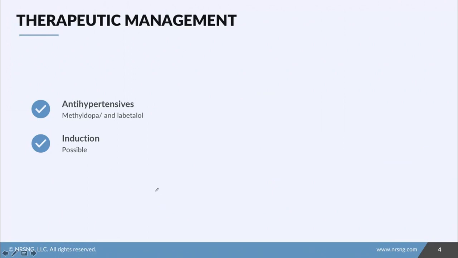For our therapeutic management, these are the things we need to do to manage the blood pressure and keep the patient and fetus safe. She will take antihypertensives, methyldopa and/or labetalol. Those are two drugs, and labetalol is really our drug of choice here. We'll give her these to try to control the high blood pressure. And then a possible induction. If the treatment's not working well or things are progressing, then we're going to talk about a possible induction.